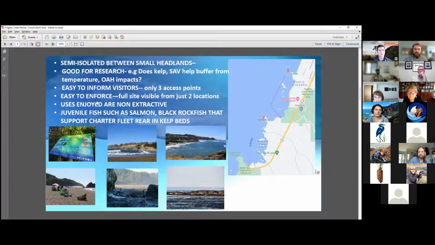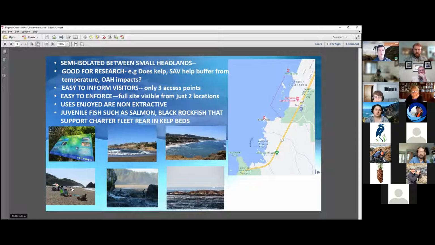It's easy to enforce. The full site is visible from just 2 locations. Where my hand is, I'm standing on the south side of Fogarty Creek, the creek itself, looking. This whole area here is one part of the site that's visible from the beach. In this place, I'm standing at Fogarty Creek State Park, Fishing Rock Headland State Park, looking at the other side of the beach. This is Boiler Bay, the end of the park area, and then this is Rabbit Rock, and you would get to Boiler Bay after that. So from 2 access points, if we really needed to enforce anything, it would be pretty easy to do.